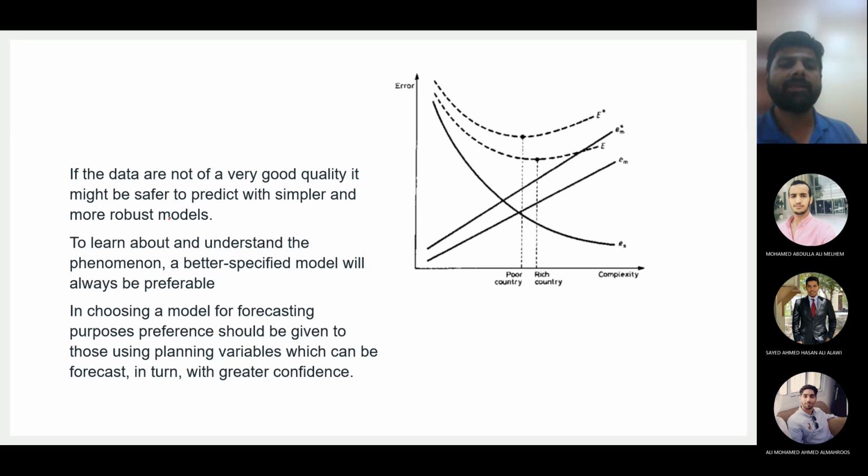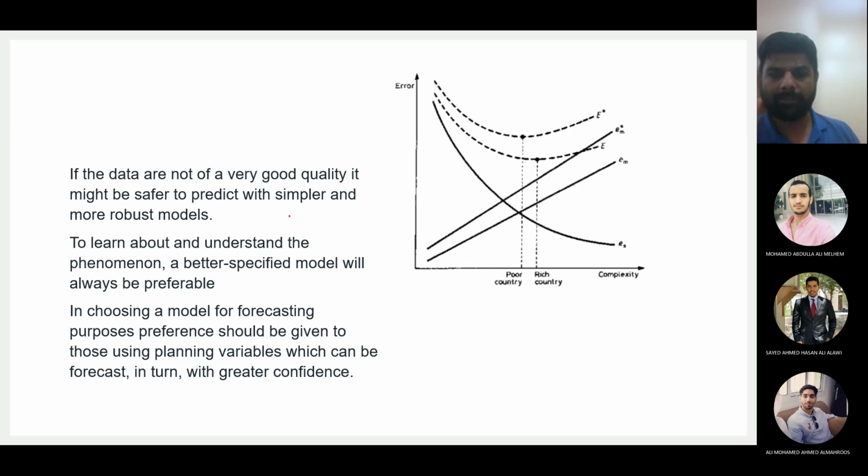In some cases, the data which you are collecting is not good. So if you make a model more complicated, then you are putting more variables which have high measurement error. In that case, having a less complex model will be better for you.